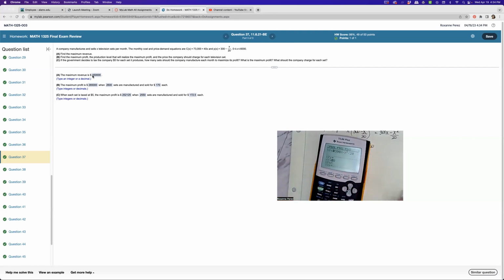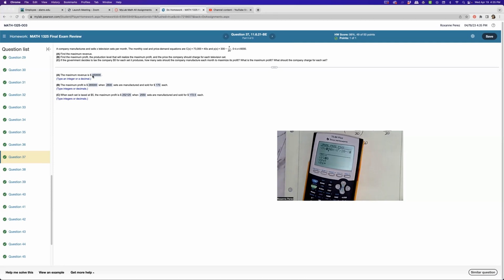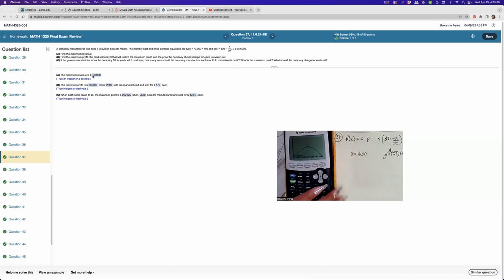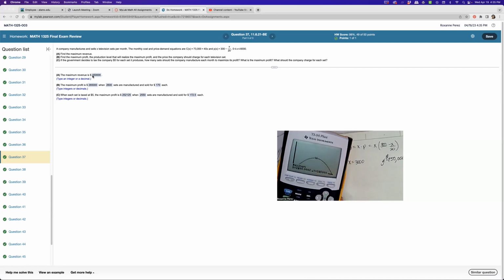So again, like we did before, we already have R built into our calculator. So now I just need to subtract, open parentheses, and then minus the cost function, right? So 73,000 plus 40x, close parentheses, graph again. So now this is showing my profit function. I'm going to go second trace, number 4 maximum, slightly to the left, enter, slightly to the right, enter, enter again. Because again, they're not asking me for the actual function, they just want the result. So I'm going to maximize my time.